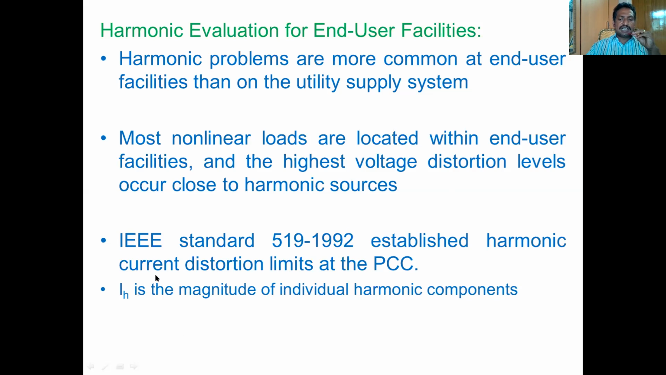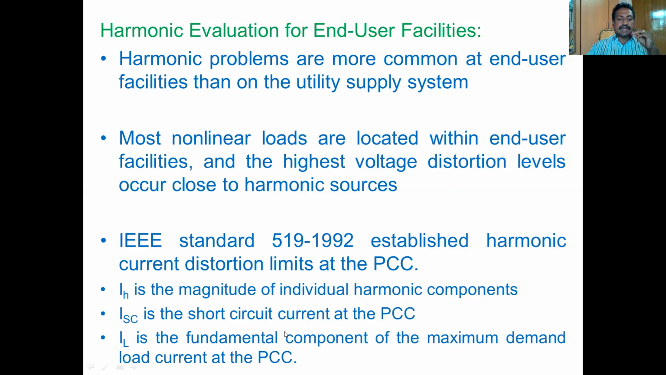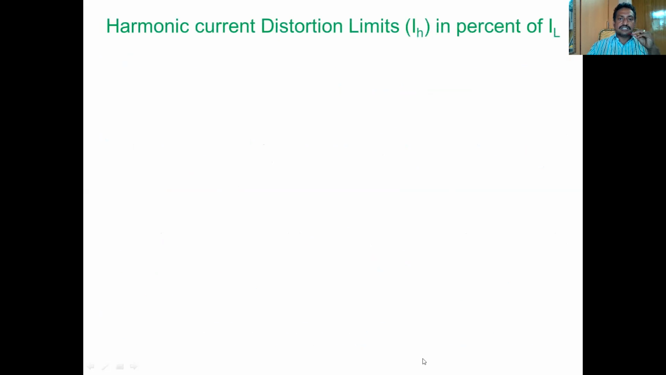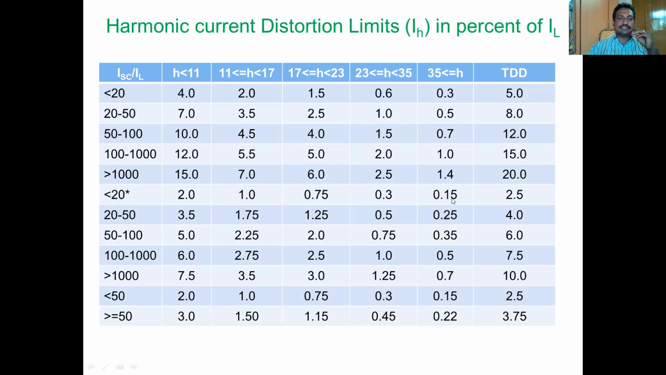So here, how to see that? IH is the magnitude of individual harmonic component, and ISC is the short circuit current at PCC. And IL is the fundamental component of maximum demand load current at the PCC. Based on this, we will tabulate it. So what is tabulated here? Harmonic current distortion limit in percent of IL. See here, if the load current is maximum, total harmonic distortion should be equal to total demand distortion.